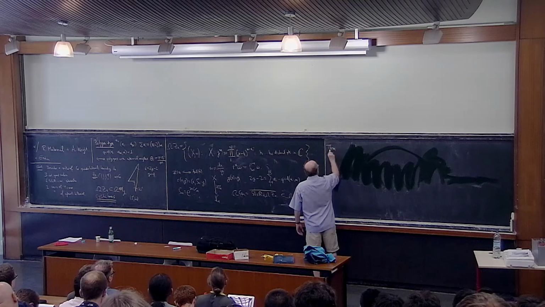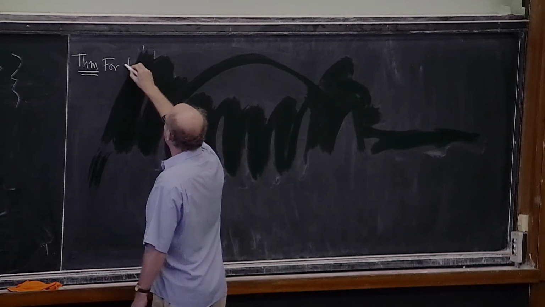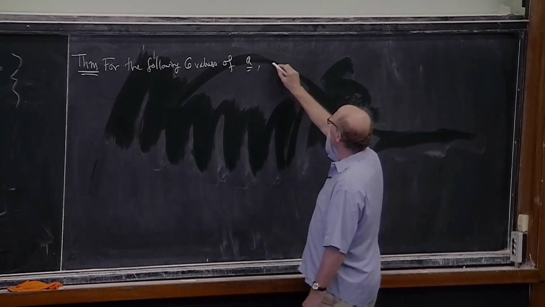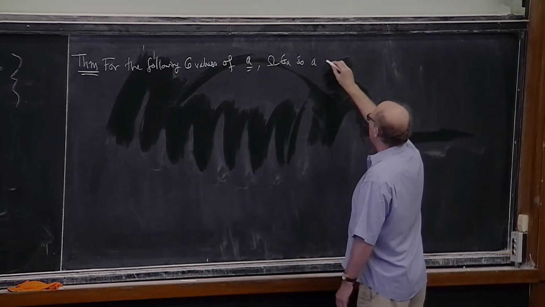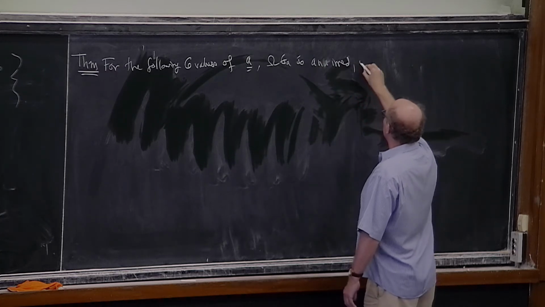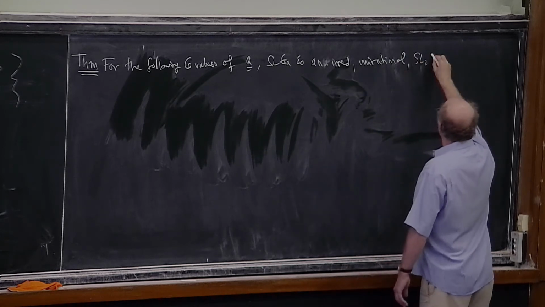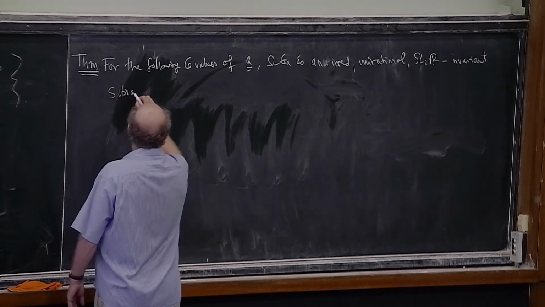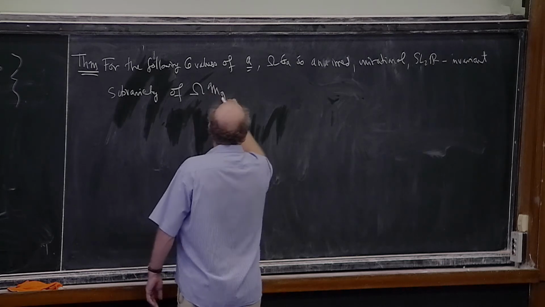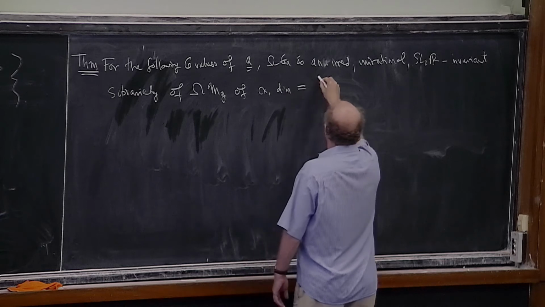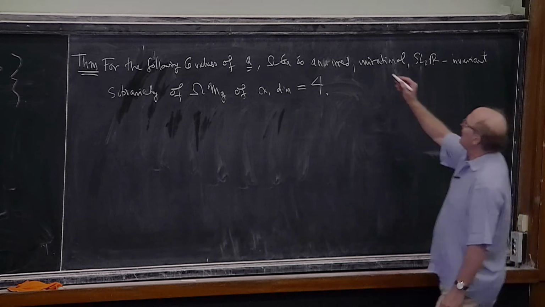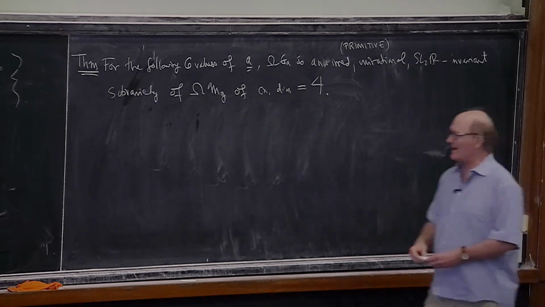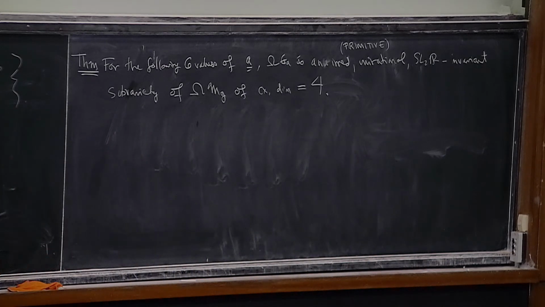And the theorem is that for the following 6 values of A, the locus omega GA is, let me say, an irreducible, unirational, SL2R invariant. It's obviously SL2R invariant by definition. Subvariety of omega mg of complex dimension equal to 4. And moreover, this variety is primitive in the sense that it doesn't arise from any previously known examples in lower genus by a pullback argument, nor does it coincide with a stratum of quadratic differentials or of one forms.